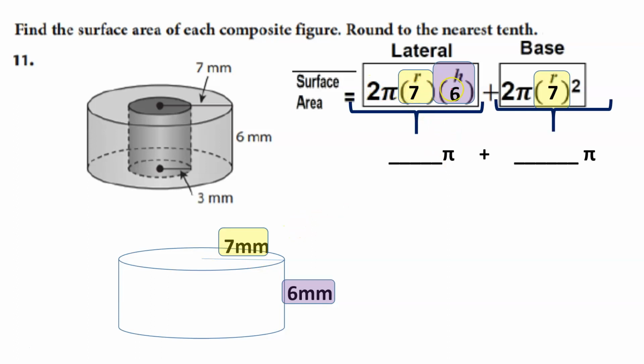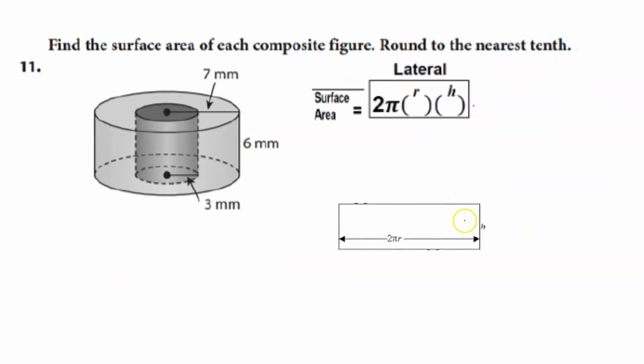Let's take a moment right now. What's 2 times 7 times 6? And what's 2 times 7 squared? All right, hopefully you got those answers. Let's add them up. That would be 182 pi.